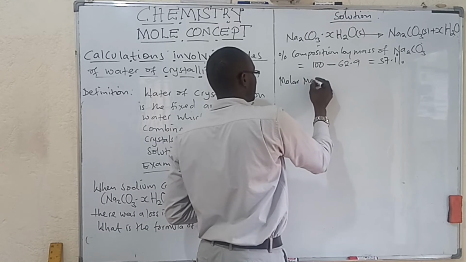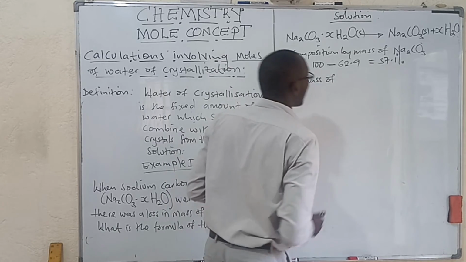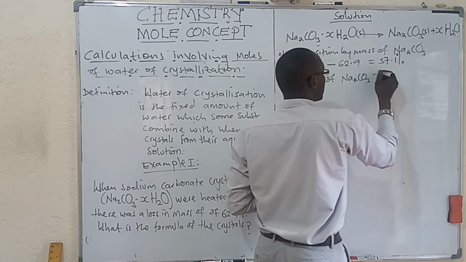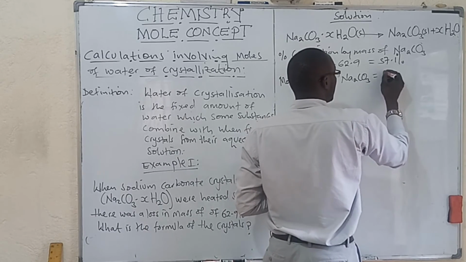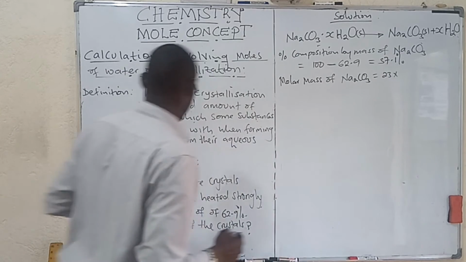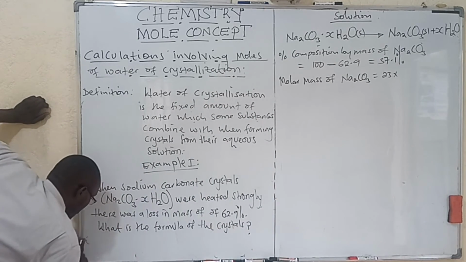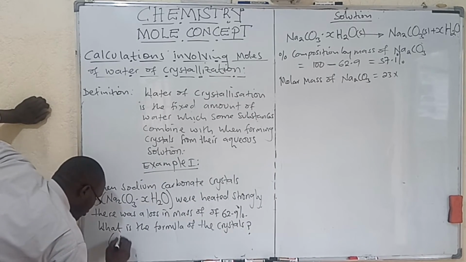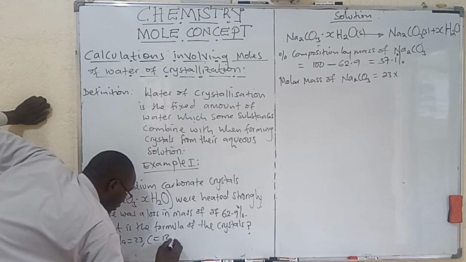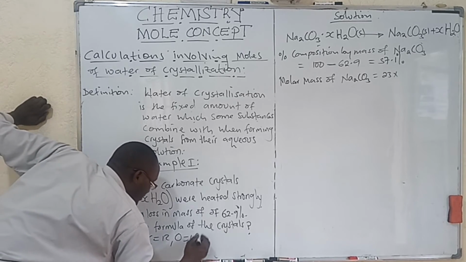Very interesting. Now, can we proceed and get the molar mass of sodium carbonate? Sodium, which we know is 23. This was supposed to be given by the examiner. We can give it here to make the question complete. That sodium is equal to 23, carbon is 12, and oxygen is 16.